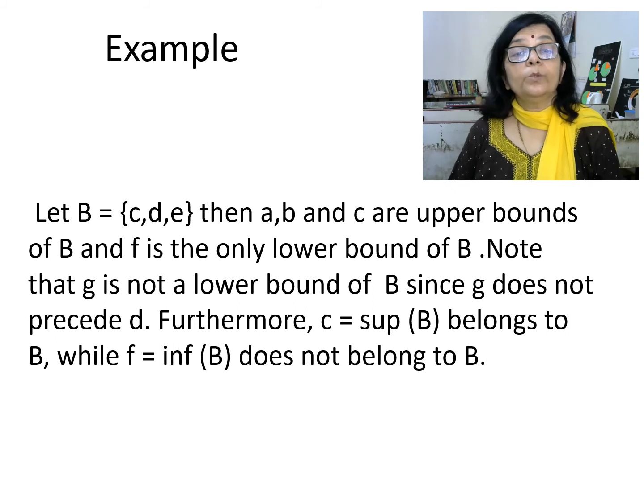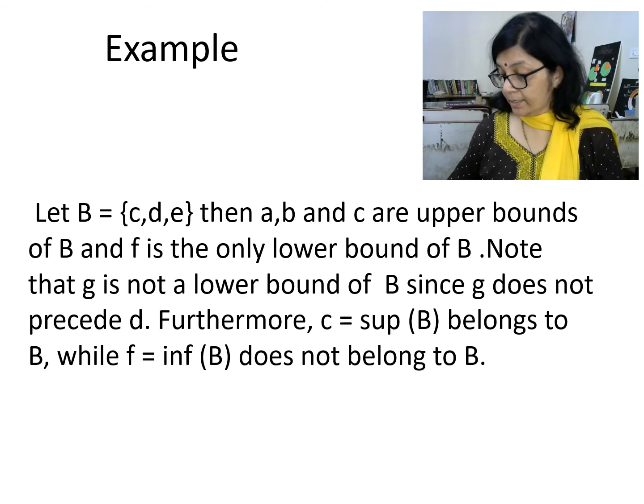Let B = {C, D, E}, then A, B and C are upper bounds of set B and F is the only lower bound of set B. Note that G is not a lower bound of set B since G does not precede D. Furthermore, C = supremum B belongs to B while F = infimum B does not belong to B.